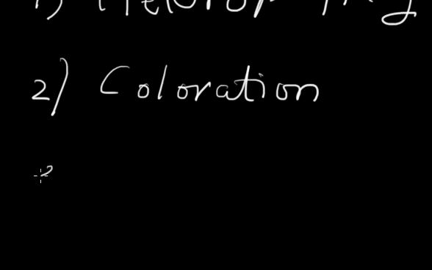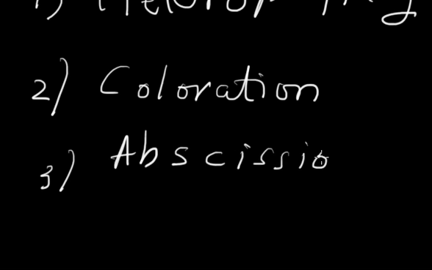And the third type is based on what is called leaf abscission. Abscission means the time at which the leaf falls off from the plant. At what period, what are the conditions, what are the reasons for it, and what are the modifications related to leaf abscission. So these are the important modifications we see regarding leaves in the plant kingdom.